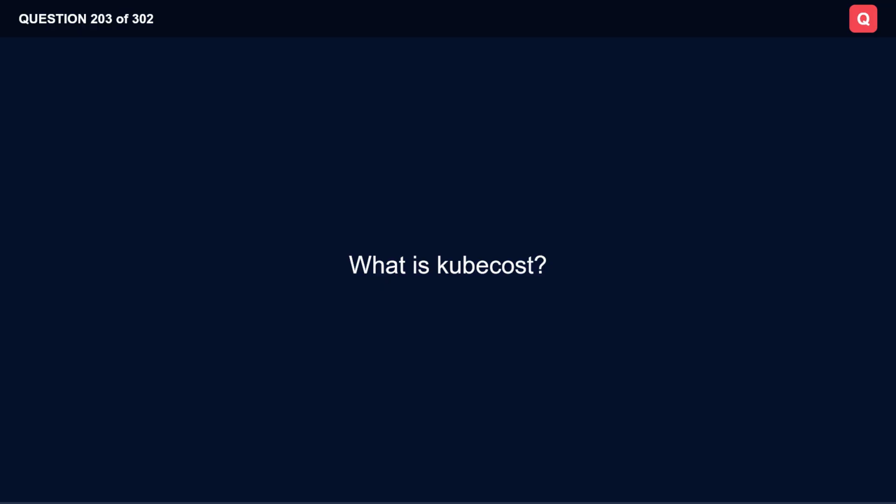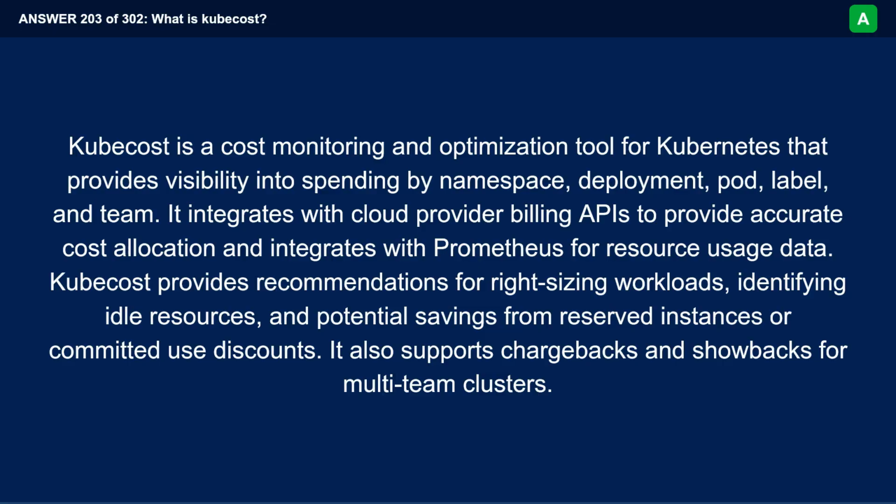What is KubeCost? KubeCost is a cost monitoring and optimization tool for Kubernetes that provides visibility into spending by namespace, deployment, pod, label, and team. It integrates with cloud provider billing APIs to provide accurate cost allocation and integrates with Prometheus for resource usage data. KubeCost provides recommendations for right-sizing workloads, identifying idle resources, and potential savings from reserved instances or committed use discounts. It also supports chargebacks and showbacks for multi-team clusters.